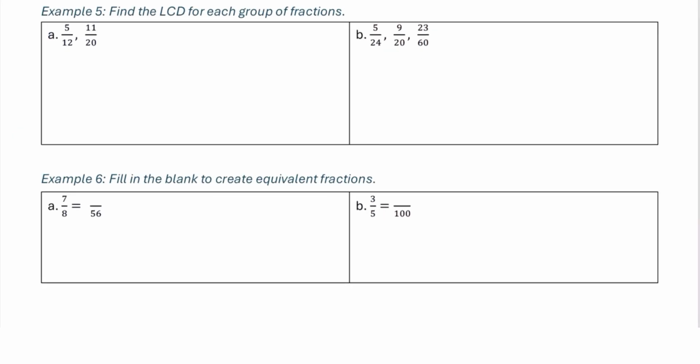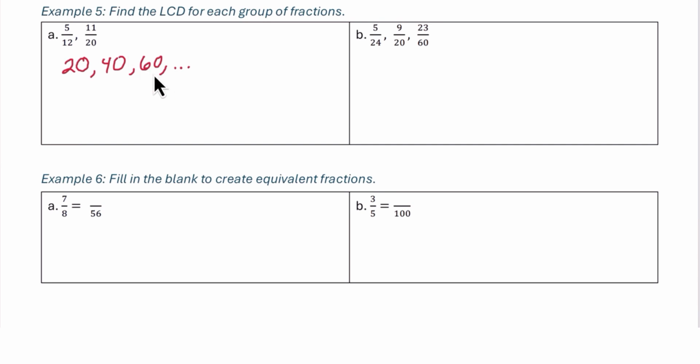Using the multiples method, we'll start with the biggest denominator, 20, and write its multiples. So we'll start with 20 times 1. 20 times 1 is 20. 20 times 2 is 40. 20 times 3 is 60, and so on. We can actually stop at 60 because we have now found a number that is divisible by the smaller denominator, 12. 60 divided by 12 is 5.